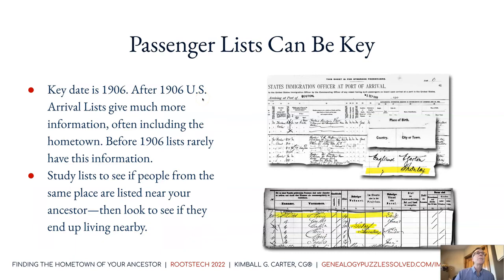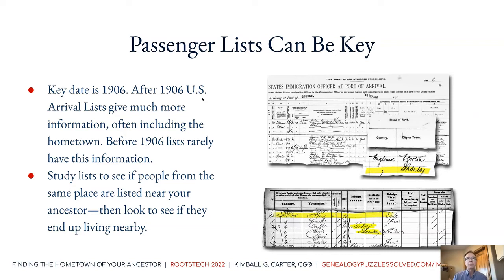Passenger lists. A key date is 1906. After 1906, U.S. arrival lists gave much more information, often including the hometown. Before 1906, lists rarely have the hometown. So you still want to get the older passenger list, but the likelihood of them telling you the hometown is much lower.